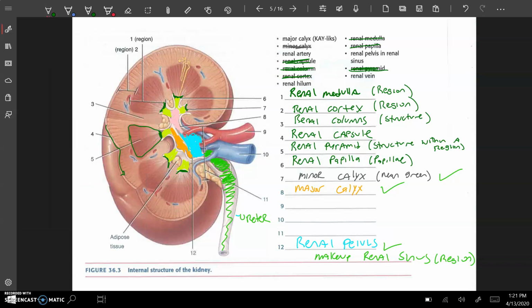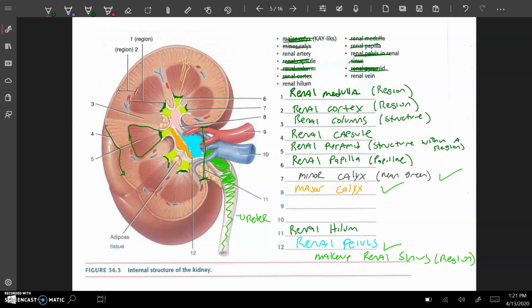Now if we work our way backwards, you have number 11, which is going to be your adipose tissue. Let's cross off what we used. That adipose tissue is essential for anchoring, but that's not actually what number 11 is pointing to. It's pointing to from here to here, which is this C-shaped entry area for the ureter, the renal artery, and the renal vein. So we're going to call that the renal hilum. It means a little hill, so it's got this little opening.